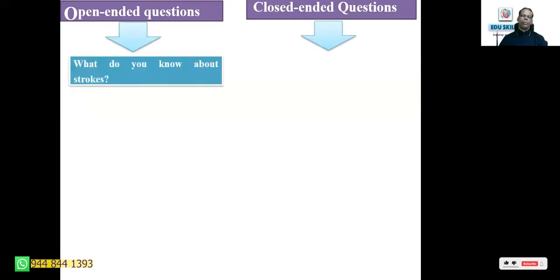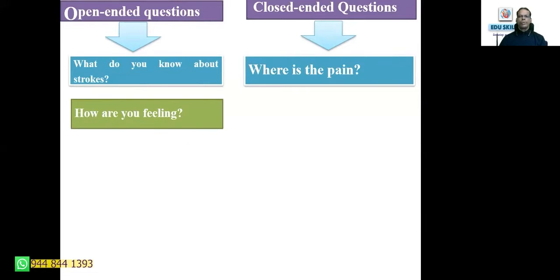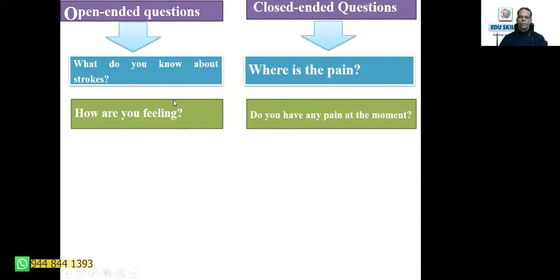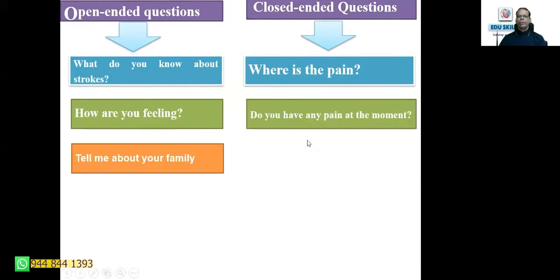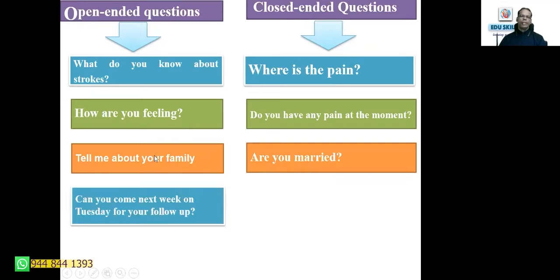Now, open-ended questions can be transformed into closed-ended questions as well. It can be used in either way. It is better to know both the ways. So open-ended question is, what do you know about strokes? Or closed-ended question is, where is the pain? How are you feeling? Do you have any pain at the moment? Closed-ended. Tell me about your family. Are you married? The same question is, tell me about your family. Are you married? It's about family.